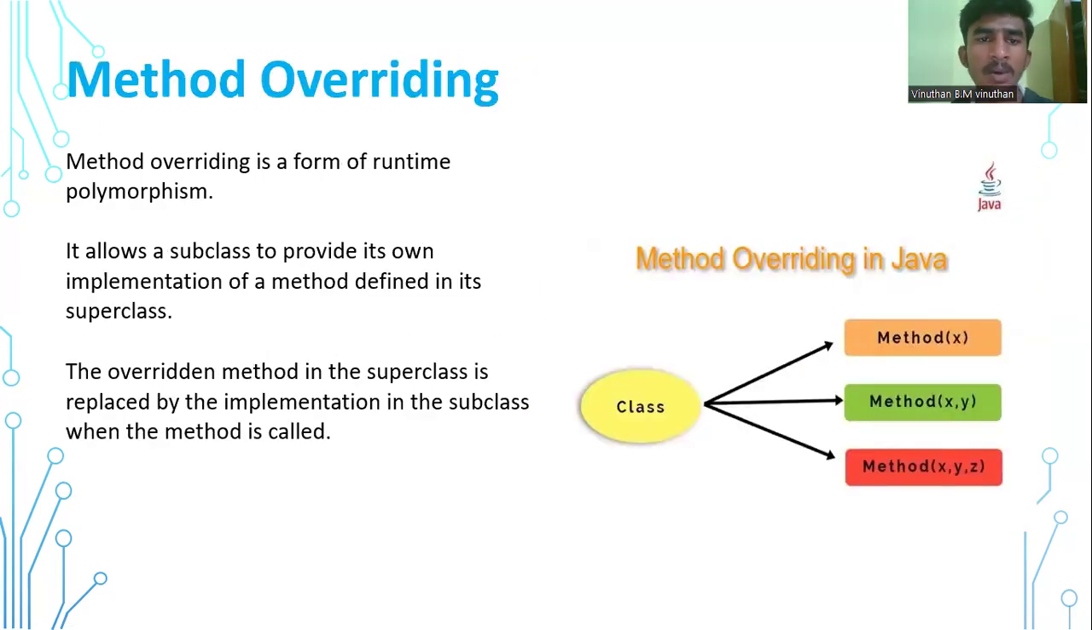Then method overriding. Method overriding is a form of runtime polymorphism. That means this is a type of runtime polymorphism. It allows a subclass to provide its own implementation of a method defined in its superclass. The overridden method in the superclass is replaced by the implementation in the subclass when the method is called.